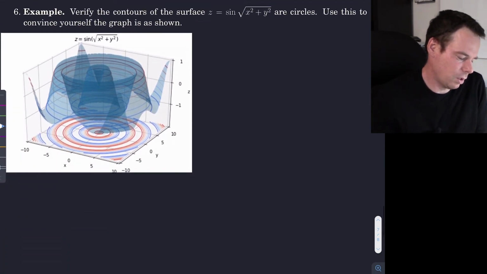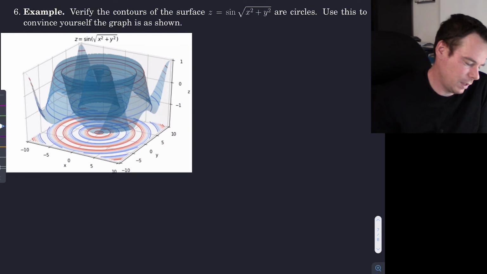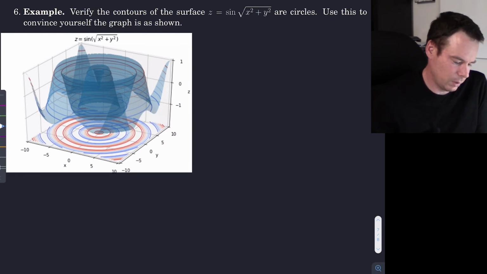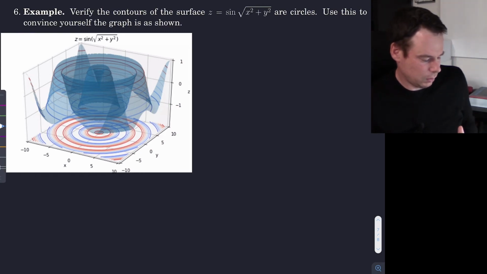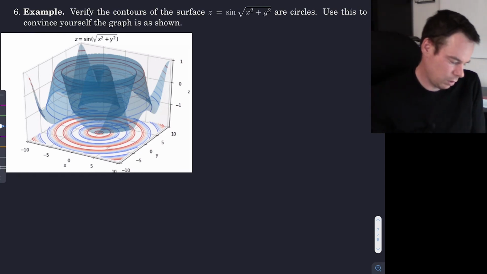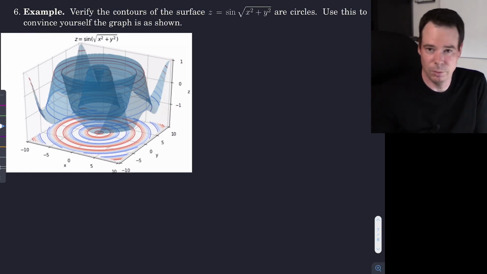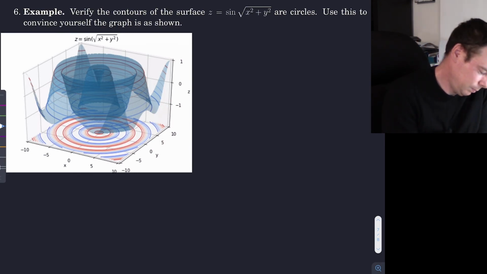We want to verify that the contours of this surface, z equals sine of the square root of x squared plus y squared, are circles. And then you can use that to convince yourself that the graph is as we've shown. So I've sketched the graph here of z equals sine of the square root of x squared plus y squared. And you can see, on the object itself, you can see the contour curves, but you can also see down in the plane below the level curves.